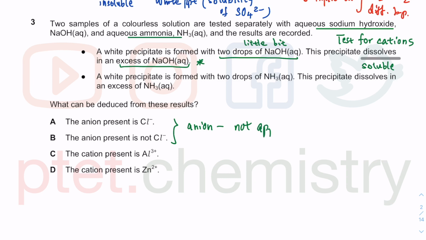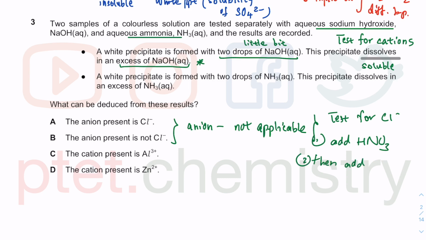These are not tests for anion. If you want to test for chloride, you need to add some nitric acid, and then you add the silver nitrate aqueous solution. Usually they use words. I'm just using chemical formula here, but usually we use words: add nitric acid, then add aqueous silver nitrate solution, and you will get a white precipitate due to the precipitation of silver chloride.